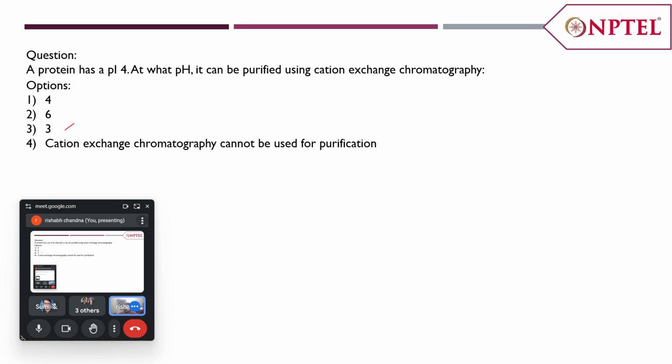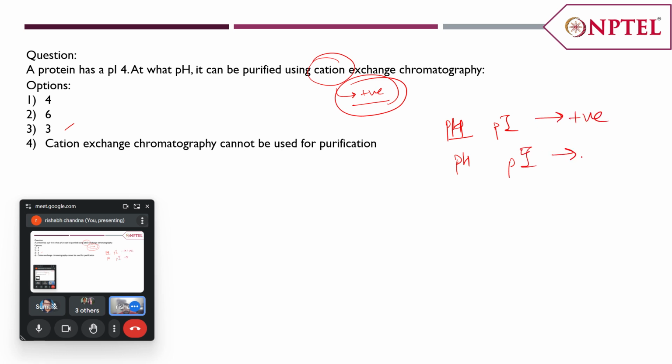So what happens when we study these kinds of questions? First, what we have to check is what is a cation. In this case, it will be positively charged. So we have to make the protein positively charged so that we can use cation exchange chromatography for that. Now, at which pH will the protein be positively charged? Then we have to remember the concept of pH and pI. At which pH, relative to the pI, will the protein be positively charged: less than pI or more than pI?